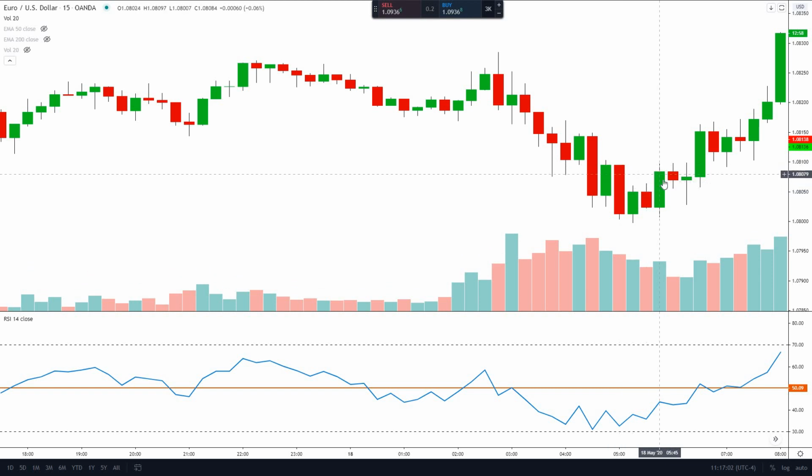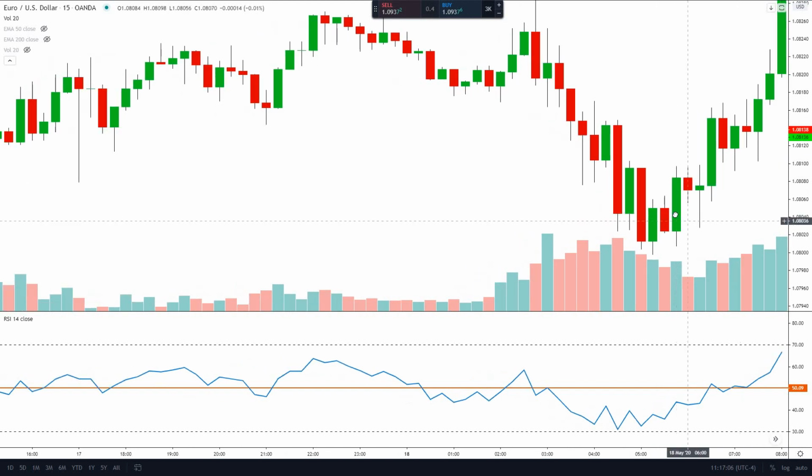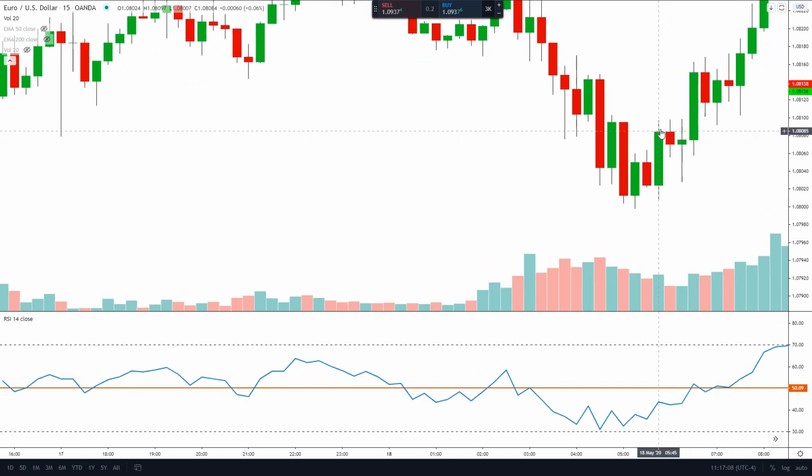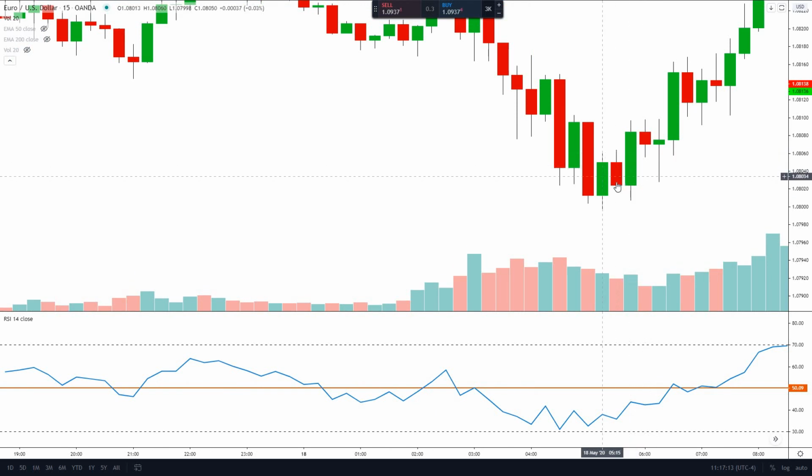Now what do we see right here? We finally get a bullish engulfing candle, okay? Because you can clearly see this big green candle here is much bigger than this red candle right here. So this is a bullish engulfing candle. It engulfs the previous candle right there. So now this would be our entry point.